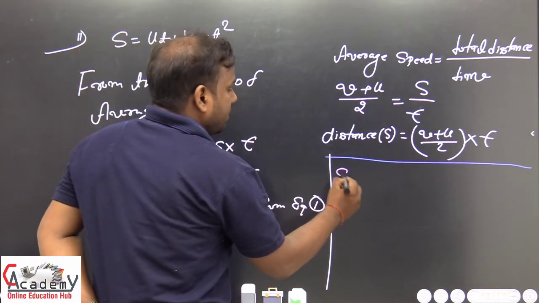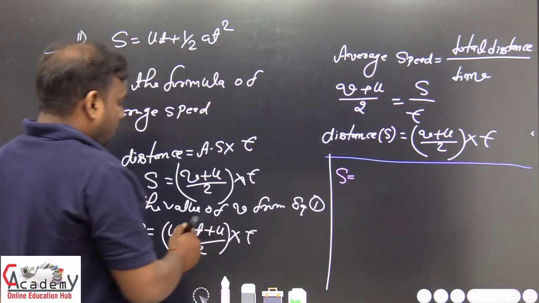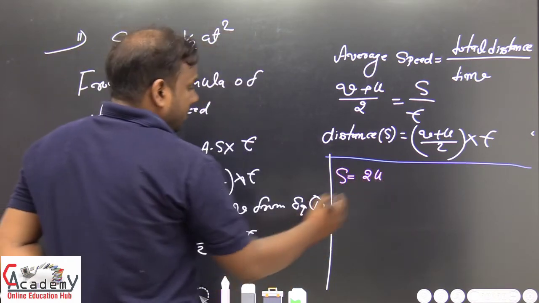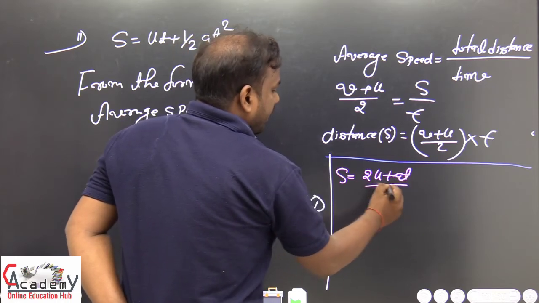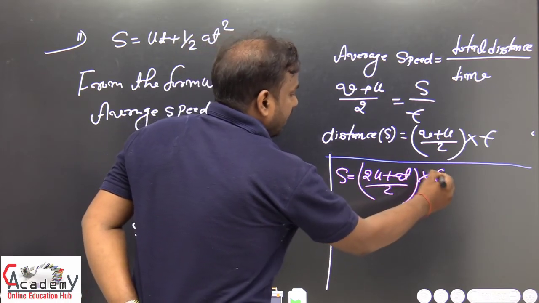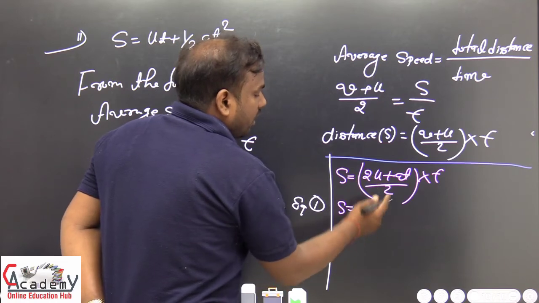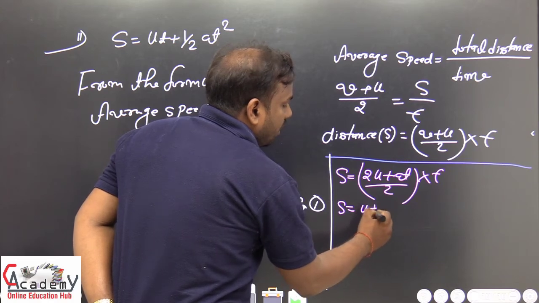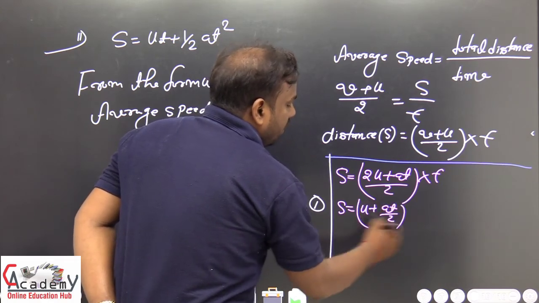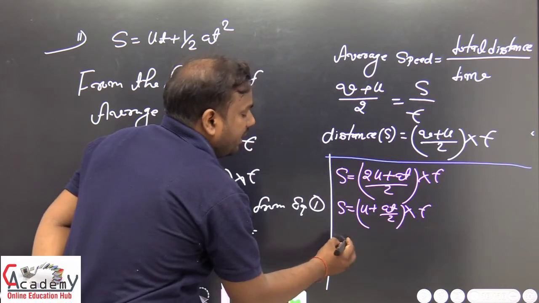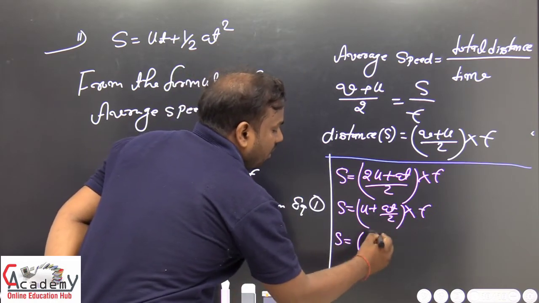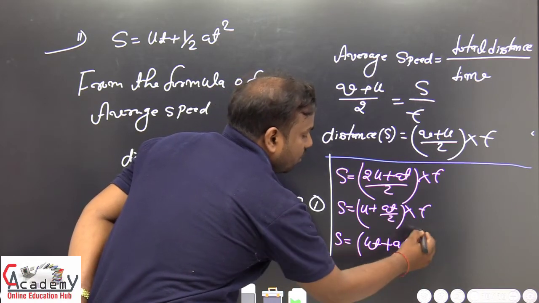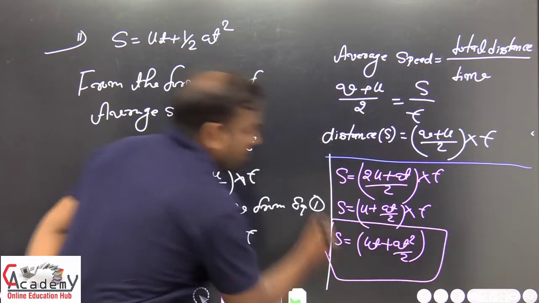Here s is equal to (u plus u plus at) divided by 2, multiplied by t. So s is equal to (2u plus at) divided by 2, multiplied by t. Then multiplying by t, we get ut plus at square by 2. That is the second equation of motion.